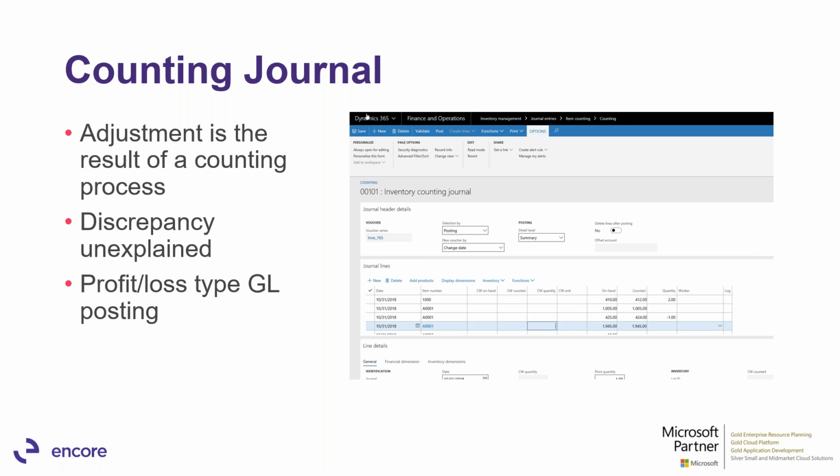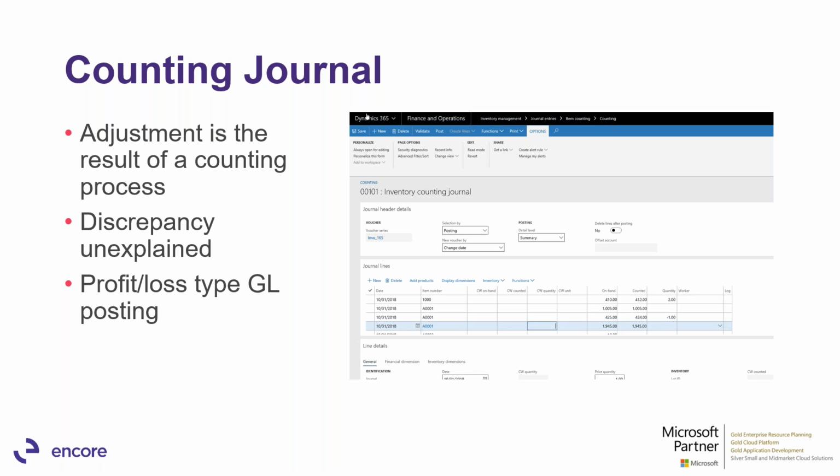Okay. What we have to remember is that whenever an adjustment like that happens, the transaction reference on our inventory transaction will always be a counting journal. So that will always tell us how we discovered this discrepancy.